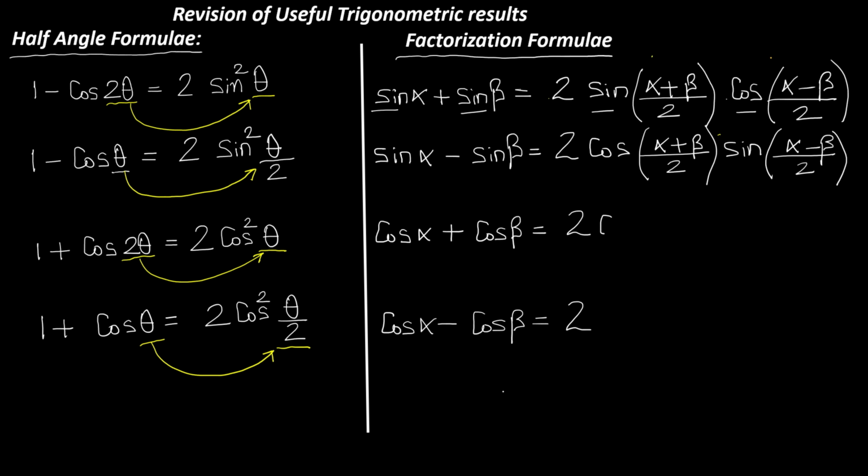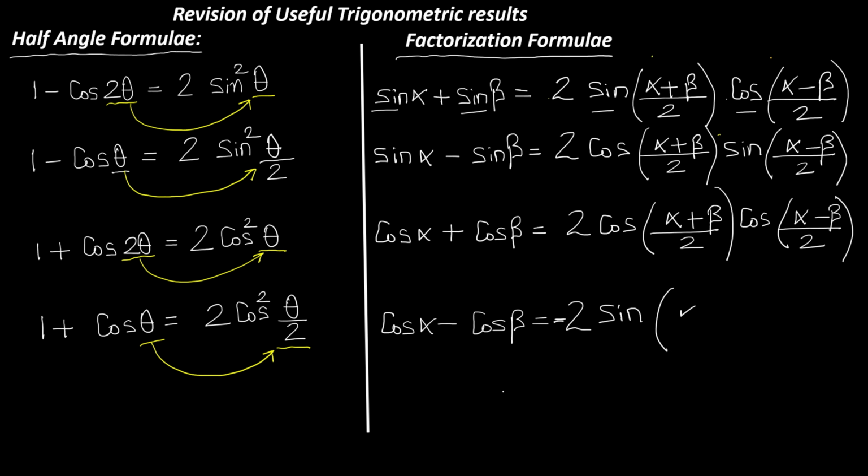Cos plus cos becomes 2 cos alpha plus beta divided by 2 times cos alpha minus beta divided by 2. And cos minus cos, this is the only formula that has a negative sign. So it is negative 2 sine alpha plus beta divided by 2 into sine alpha minus beta divided by 2. So these are some of the important trigonometric results that we will be using frequently while solving trigonometric limits.